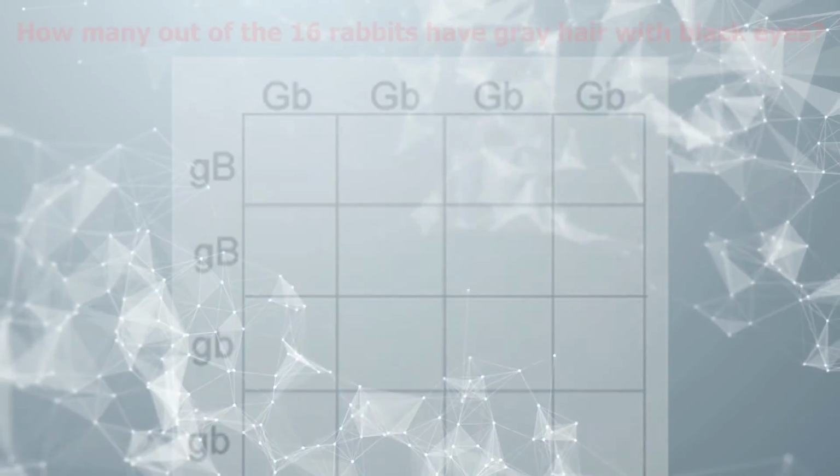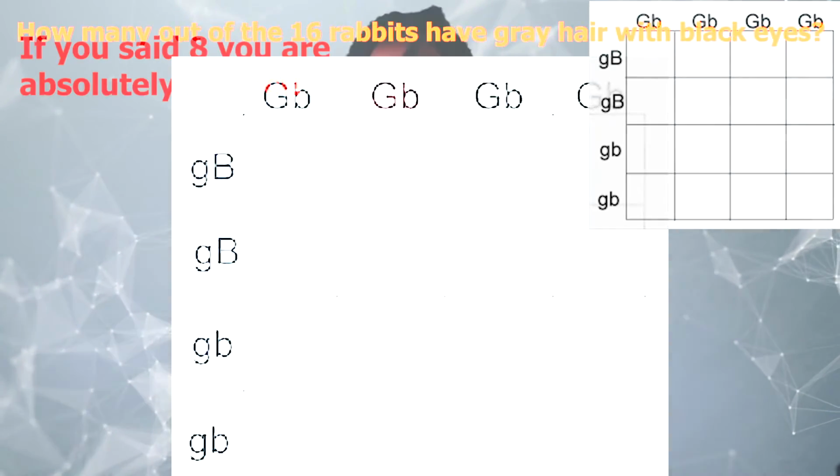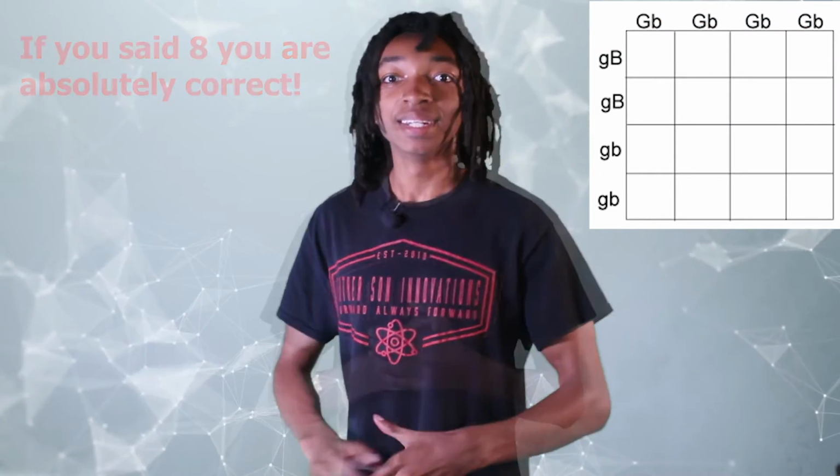Now that you know how to analyze and interpret genotypes, let's answer the following questions. How many out of the 16 rabbits have gray fur with black eyes? If you said 8, you are absolutely correct. Now do the rest on your own. We believe in you.